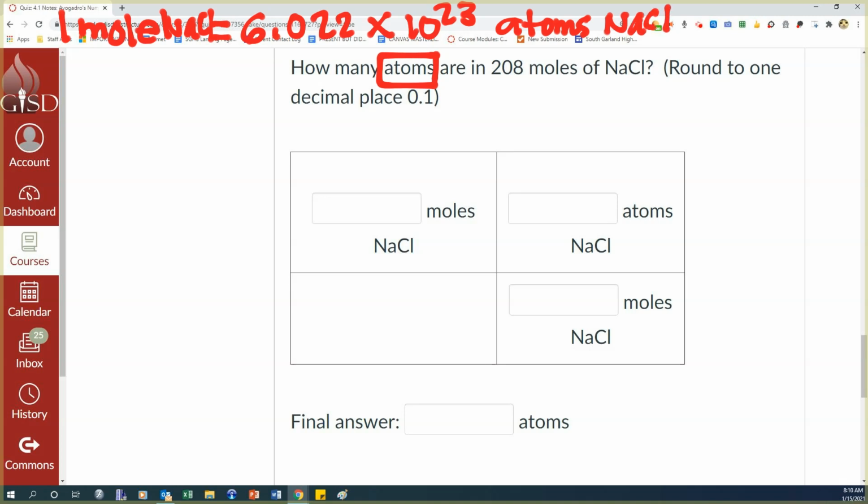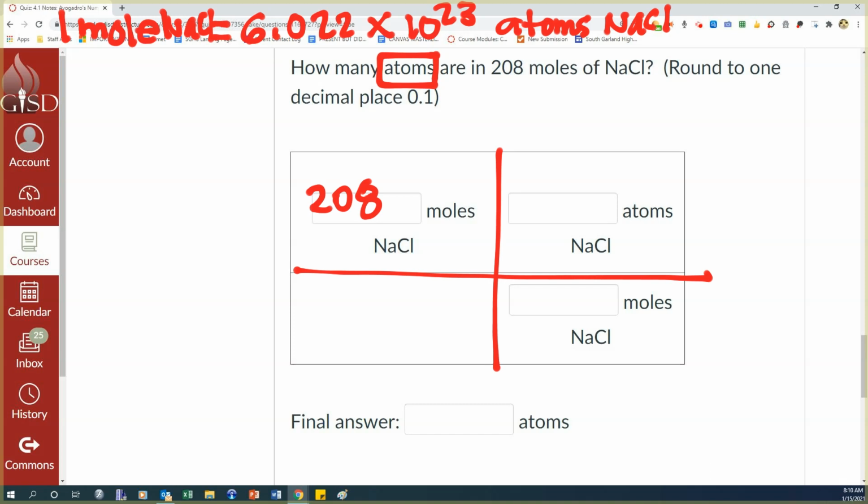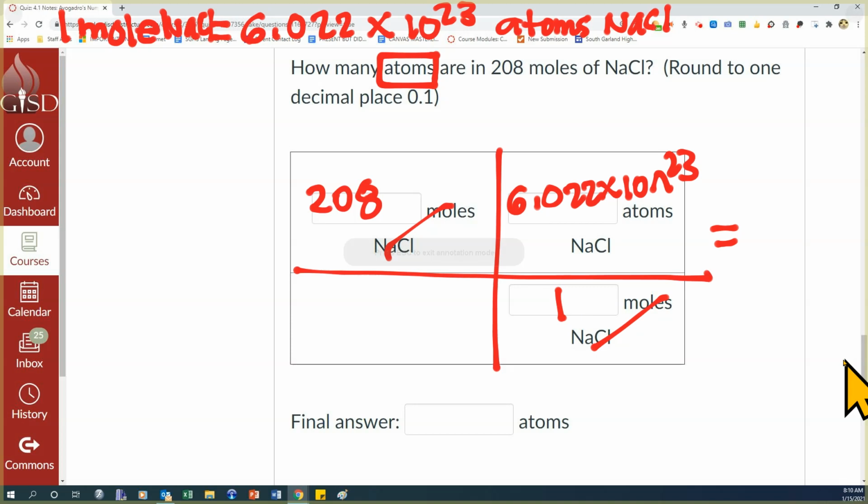Same as always, if you solve this, the given comes from the problem. You don't change it. It's 208 moles. Again, guys, across diagonally, they should have the same unit. So what goes at the bottom? It's the 1 mole and then the atoms, 6.022 times 10 to the 23rd, hat sign 23rd, right there. So you just multiply the top.